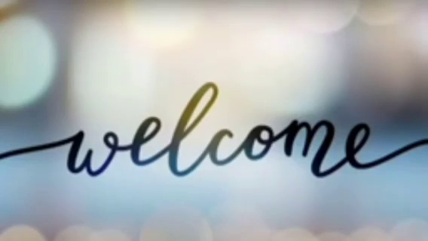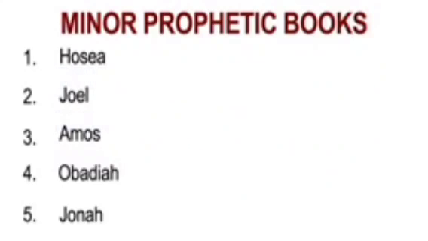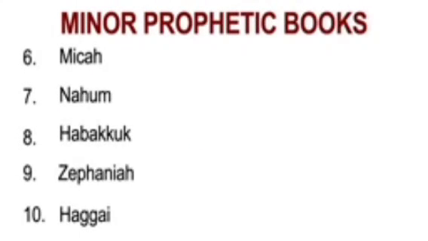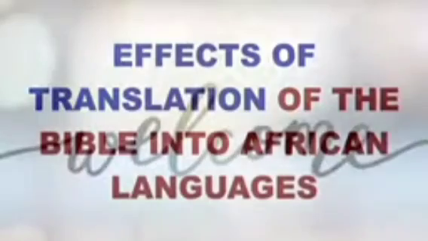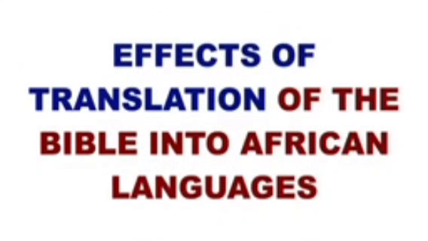Welcome. Today we are looking at minor prophetic books, the Old Testament. This was question 1 in this year's KCSE CRE paper 1. Remember that there are 12 minor prophetic books, and these are Hosea, Joel, Amos, Obadiah, Jonah, Micah, Nahum, Habakkuk, Zephaniah, Haggai, Zechariah, and Malachi.